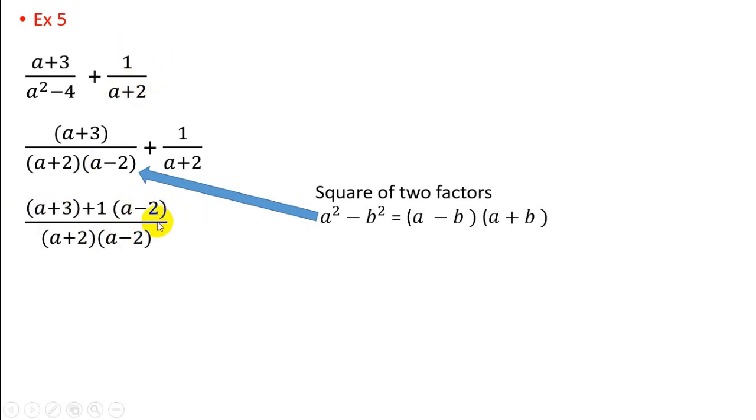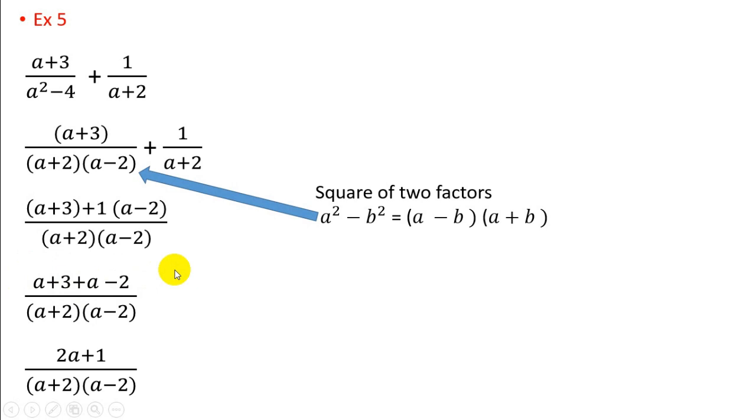Now we can simplify the numerator. a plus 3 remains here. Here again, if I multiply by 1 I get the same, which means a minus 2. So my numerator values are a plus 3 plus a minus 2. So a plus a, similar terms, I can add those terms. a plus a is equal to 2a, plus 3 minus 2 equals plus 1. So my final answer would be 2a plus 1 over a plus 2 into a minus 2.